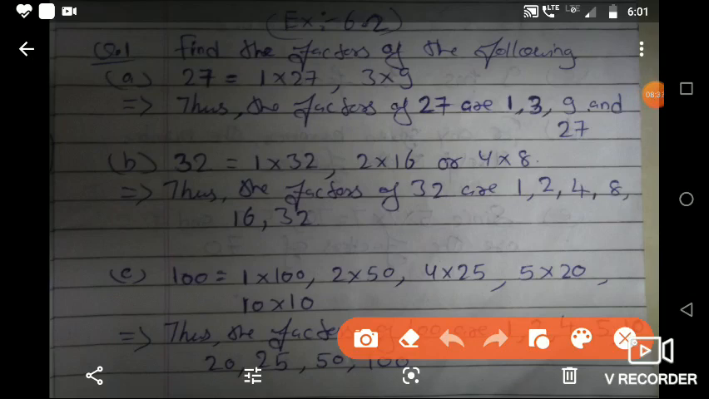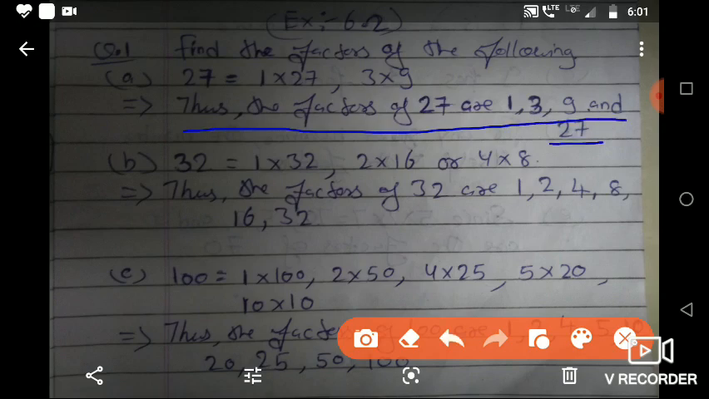Next, I am going to explain exercise 6.2. First question, find the factors. Here we are going to find the factors of a particular number. Only one number is given in this question. First question, 27. Very first we find the factors of 27, that is 1 into 27, and so on. Thus the factors of 27 are 1, 3, 9 and 27.